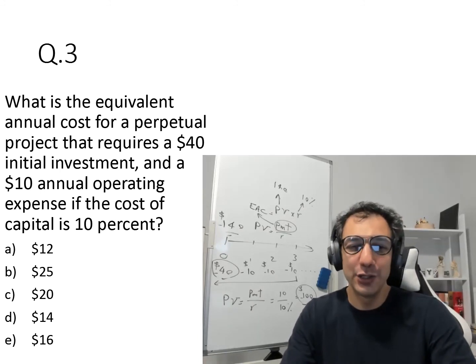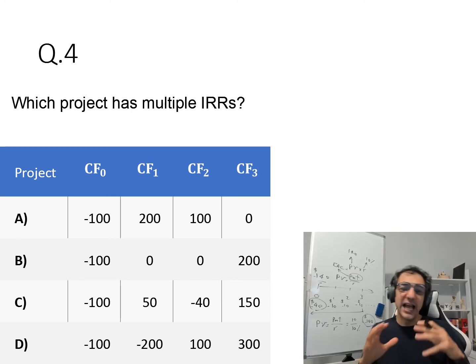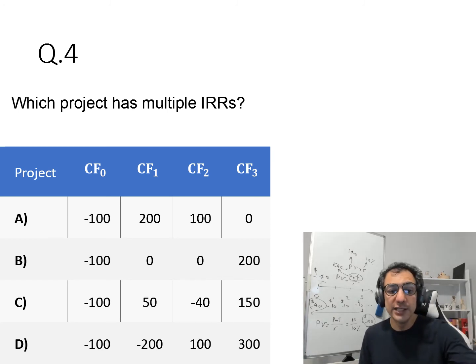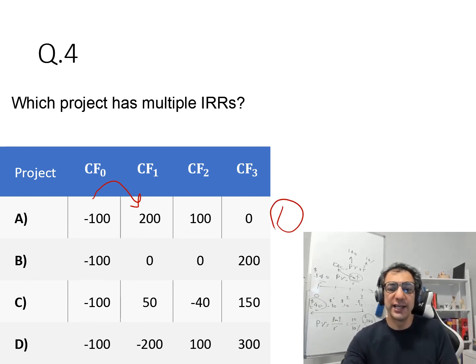Now let's look at the last question. Now we talk about the issue with IRR, and we mentioned that you might end up having multiple IRRs. And this is very common when the sign of the cash flow is changing more than once. Now, if you look at these 4 projects, you will see that A, B, and D are changing the cash flows just once. You see, for example, in A, you are going from negative to 200, 200 to 100, so there's just one change in the cash flow.